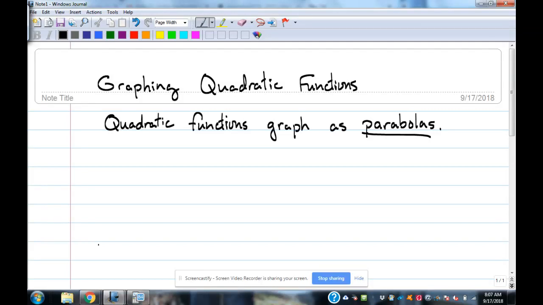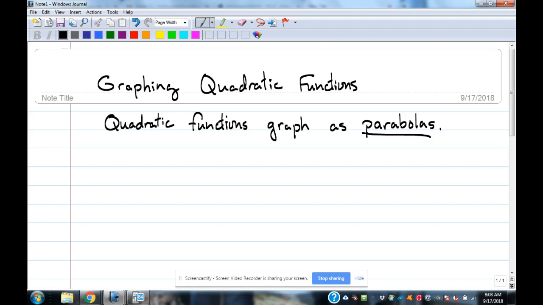All right, so we're going to talk about graphing quadratic functions. And the graph of a quadratic function is called a parabola. P-A-R-A-B-O-L-A. So parabolas, no matter what form the quadratic function is in, are going to have the same shape. We're going to talk about different forms today: standard form, vertex form, and intercept form. Those three forms are what we're going to talk about today.